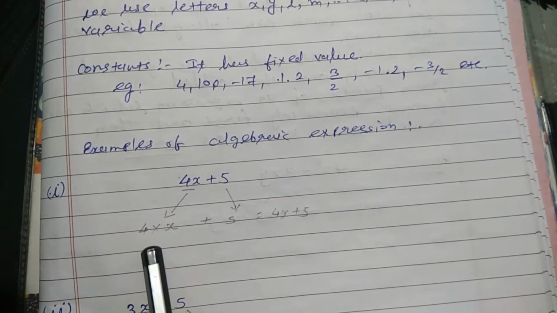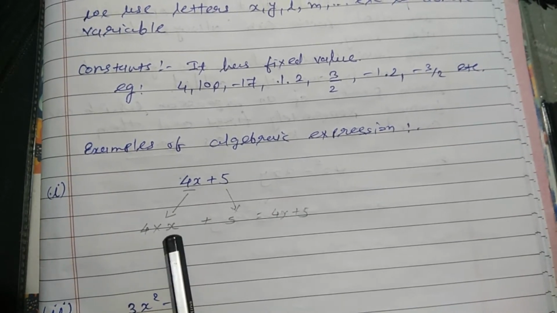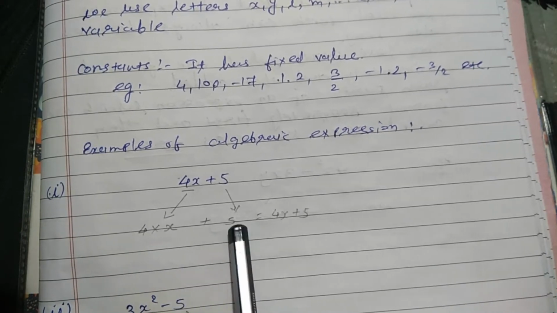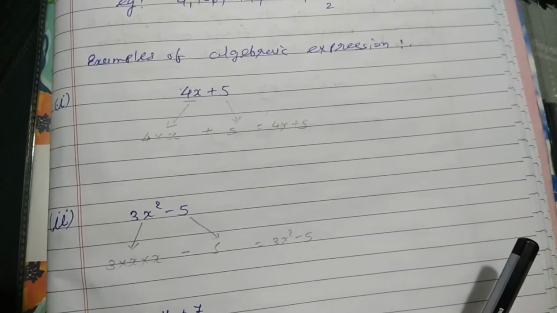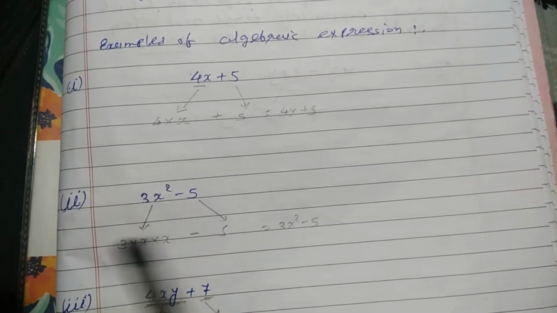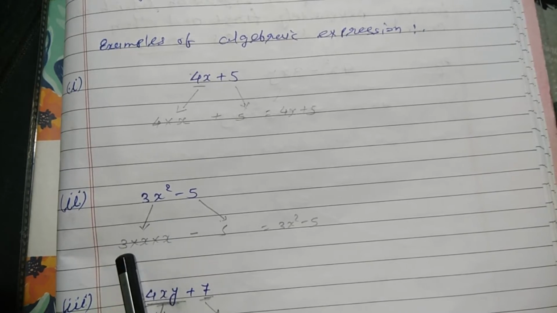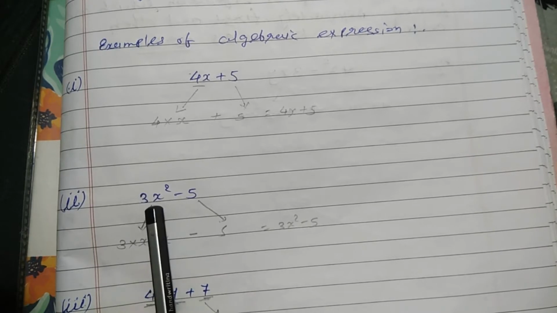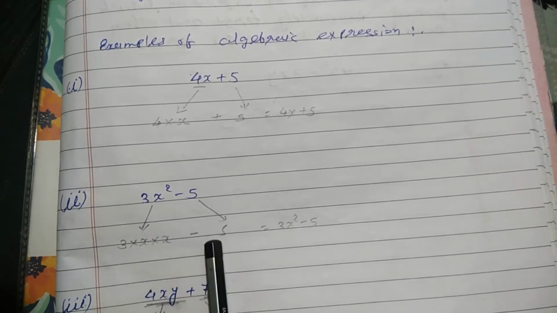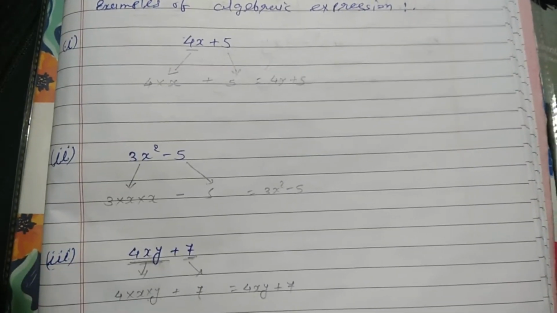Here we can see that the number 4 is multiplied with the variable x, and this whole part 4x is added to the constant 5. We get the expression 4x plus 5. Next, 3x square minus 5. Here, the number 3 is multiplied with x. Again it is multiplied with x, so we got 3x square. And from this 3x square, when we subtract the constant 5, we get the algebraic expression 3x square minus 5.